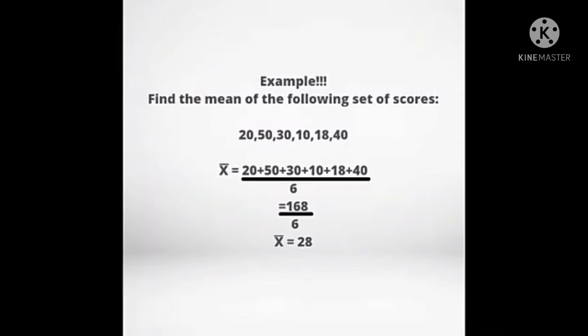So, this is the example. Find the mean of the following set of scores: 20, 50, 30, 10, 18, and 40. To find the mean, we need to add all the scores divided by the number of scores. 20 plus 50 plus 30 plus 10 plus 18 plus 40 equals 168, divided by 6. So the final answer is sample mean 28, that is the mean of the scores.